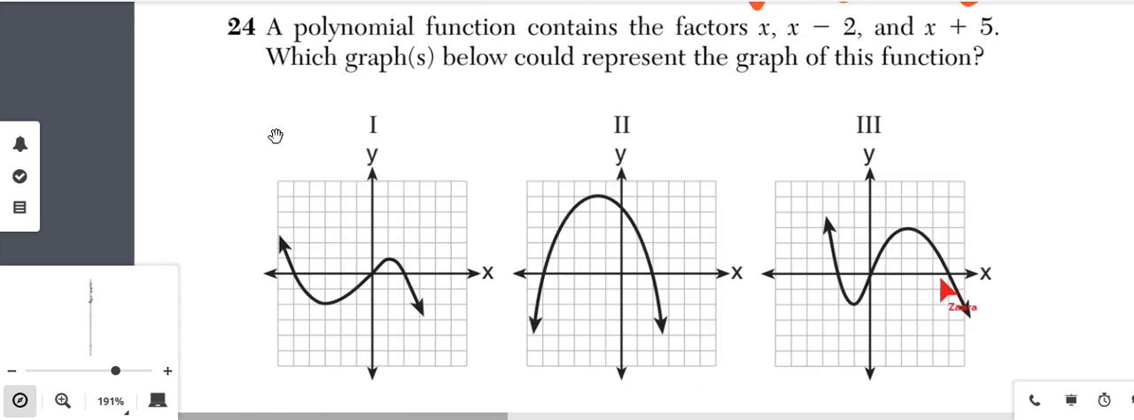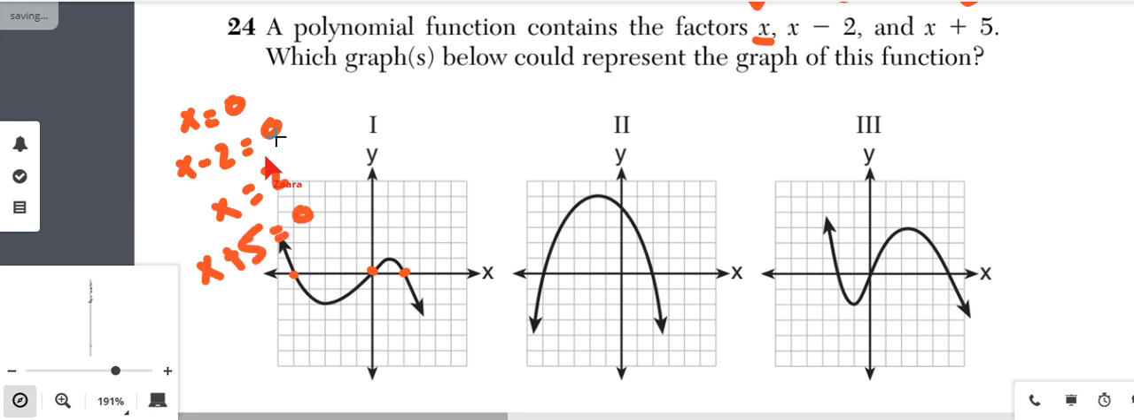Now, if x is a factor, that means 0 is a root. If x minus 2 is a factor, that means 2 is a root. If x plus 5 is a factor, that means negative 5 is a root, because we put x minus 2 equal to 0, which gives x equal to 2, and x plus 5 equal to 0 gives x equal to negative 5. So option 1 is correct.